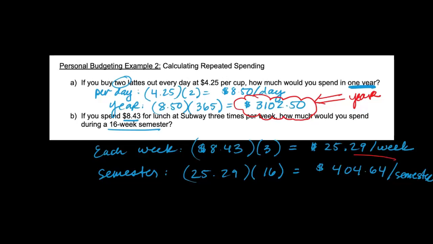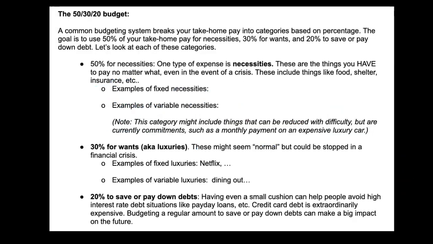So this is another one where instead of looking at Subway as $8.43, it's more important probably to look at, well, how much are you spending total for the whole semester and whether that's something that you actually want to be spending. Next, I want to look at what's called the 50-30-20 budget.